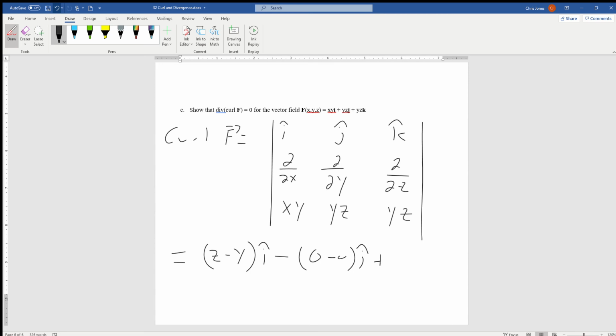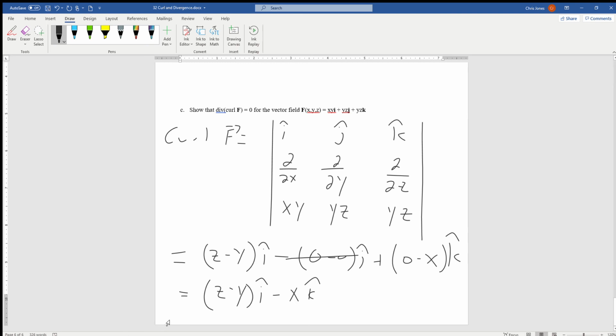And then finally, for k, we cover up the k column. Partial with respect to x of yz is 0. Partial with respect to y of xy is going to be x. Right? So we end up with a really nice and easy curl. So our curl is going to be z minus y i, there's nothing for j, and then minus x k. Now that's our curl.